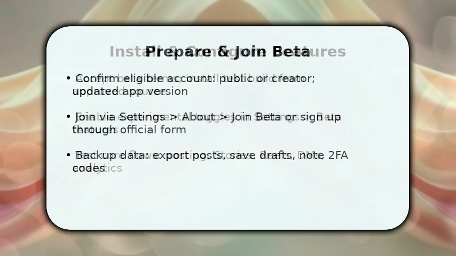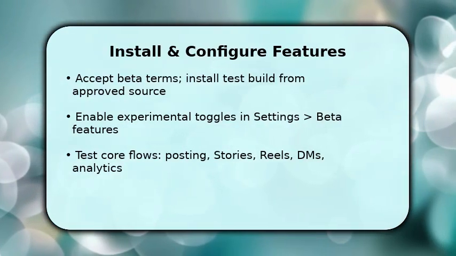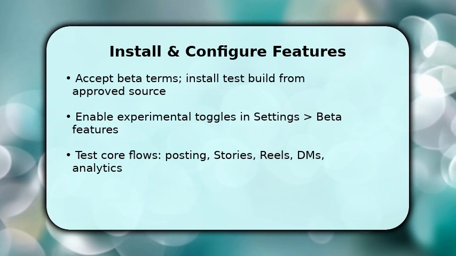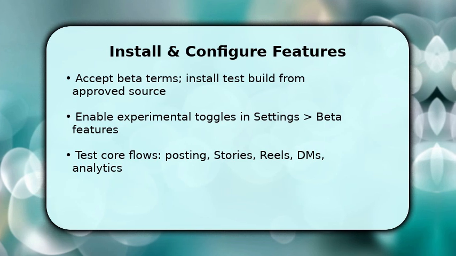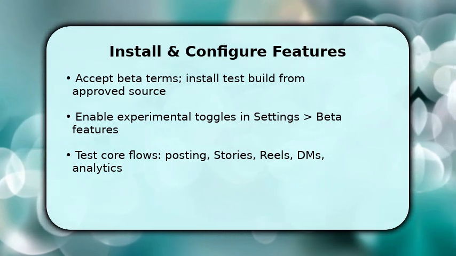Once accepted, install the beta build from the official channel and follow prompts to update. You should then open Settings and enable experimental toggles for features you want to try. Toggle one at a time to isolate issues.